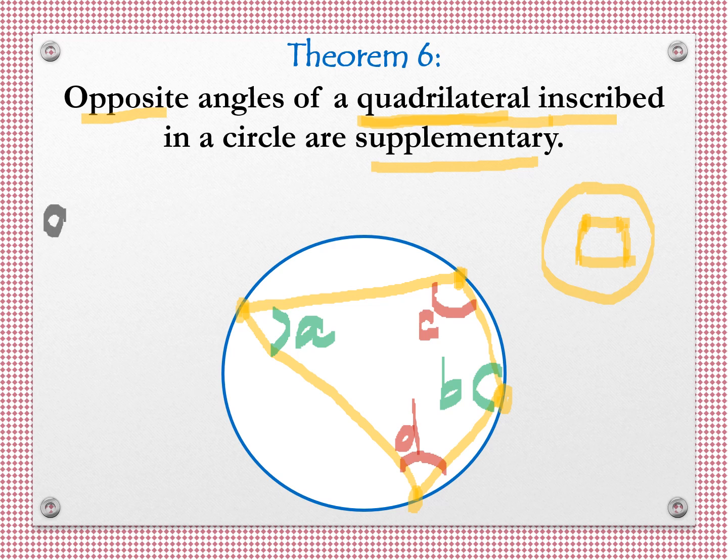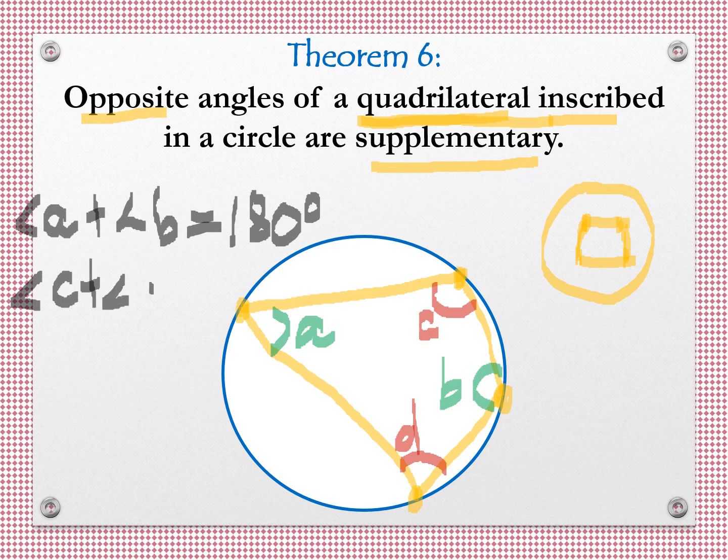So let's say angle A plus angle B, the sum should be 180 degrees. To be supplementary, the sum of the angles is 180 degrees. And another is angle C plus angle D. The sum is also 180 degrees.